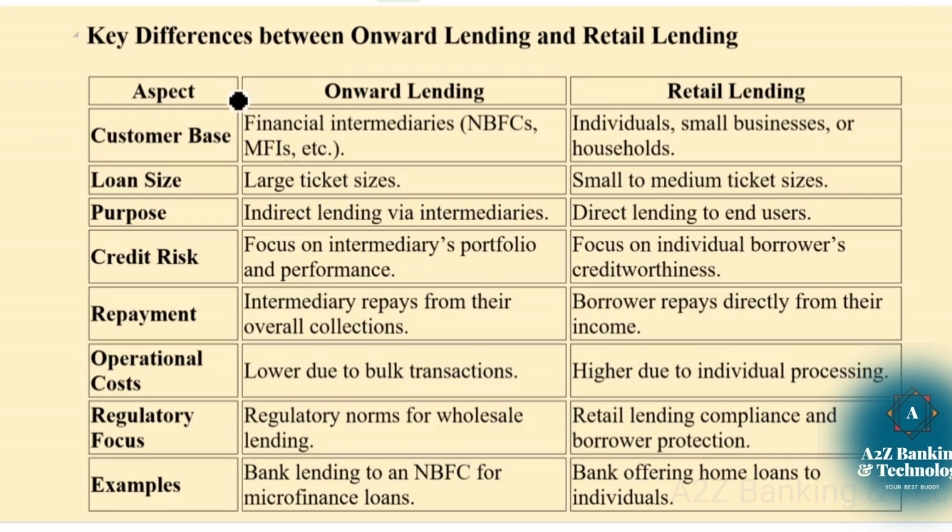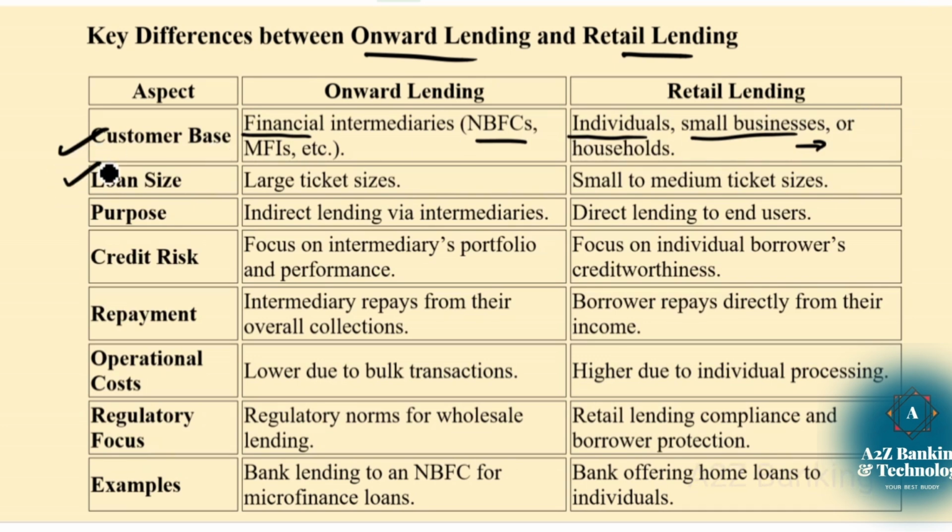So let's also understand what is the major difference between the onward lending and the retail lending. So, the very first difference is the customer base. Generally in onward lending, financial institutions, microfinance companies, or NBFCs are the customer base. But in the retail segment, you will find individual customers, small business shopkeepers, owners, or end users who are utilizing the funds. So, that's the major difference between these two products.